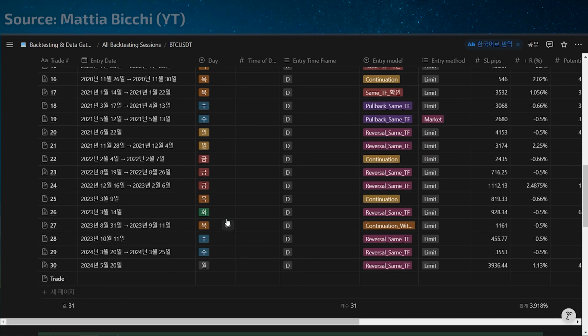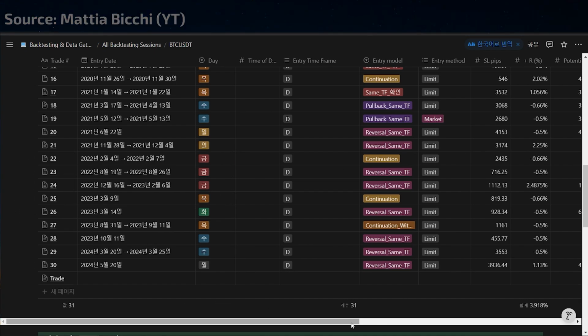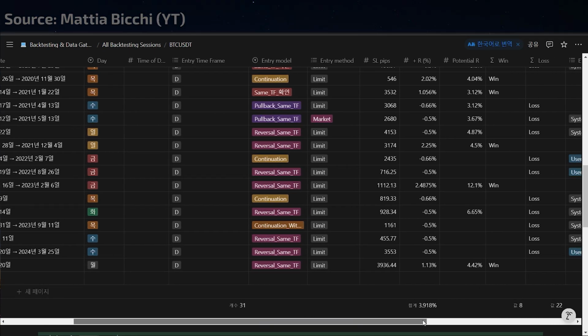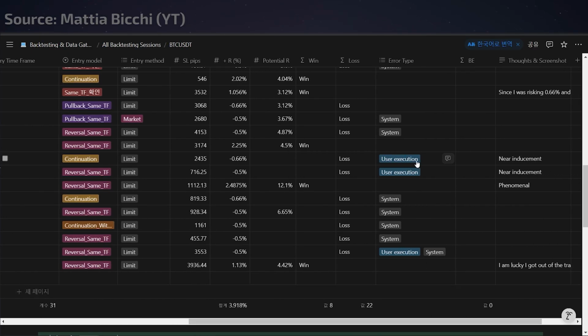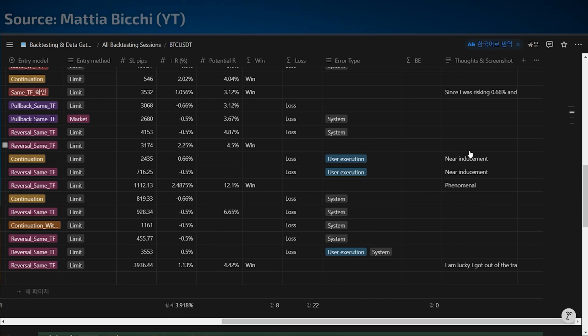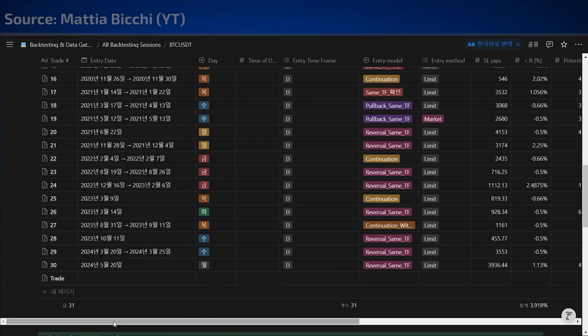It used a limit order with a stop loss of $2,400 US, and we lost here around 0.66%. And here as well we can take a look at that. The error type was not because of the system, but because I executed it wrongly. And here you guys can see that it was because there was a near inducement, and at the time I didn't have that in my plan, but now I have it.